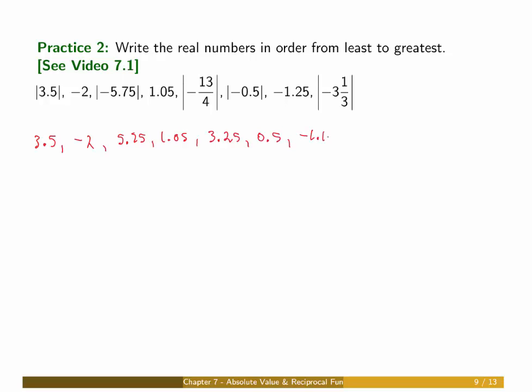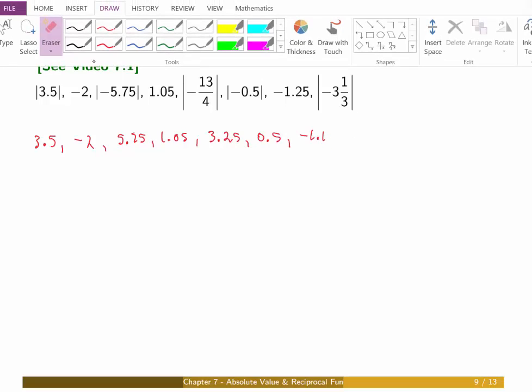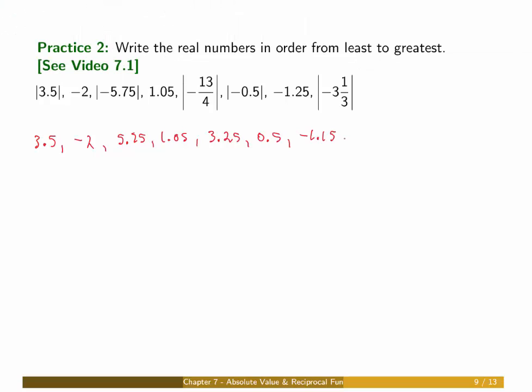This will simply be rewritten. Negative 1.1 to negative 1.15. And then we have 3 1/3, which is simply 10 over 3. And the decimal of that is 3.3 repeated, and it will be positive because it's in the absolute value sign. So I'm going to rewrite these decimal expansions from least to greatest.